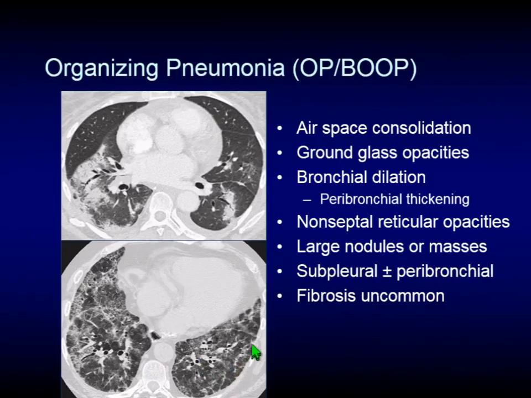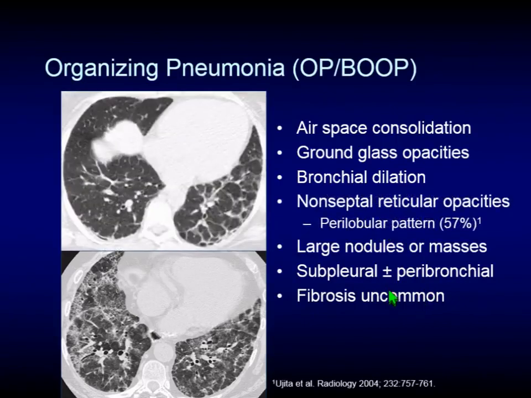In this bottom case, we see more reticular pattern. Yes, there's ground glass, but you see a lot of lines here, and this is what we call the non-septal reticular opacities. In this pattern, you can see that the ground glass or thickening is confined to the edges of the secondary pulmonary lobule. This is what we refer to as a perilobular pattern, and it is seen, at least in one article, in 57% of cases of organizing pneumonia. If you think back to that diagram I showed you with all the secondary pulmonary lobules, you can almost make them all out here. The only difference is that rather than the septa being thick, it's more consolidation outlining the edges.